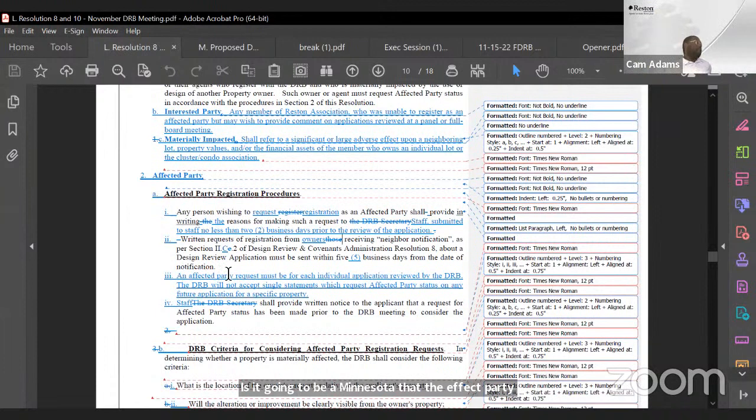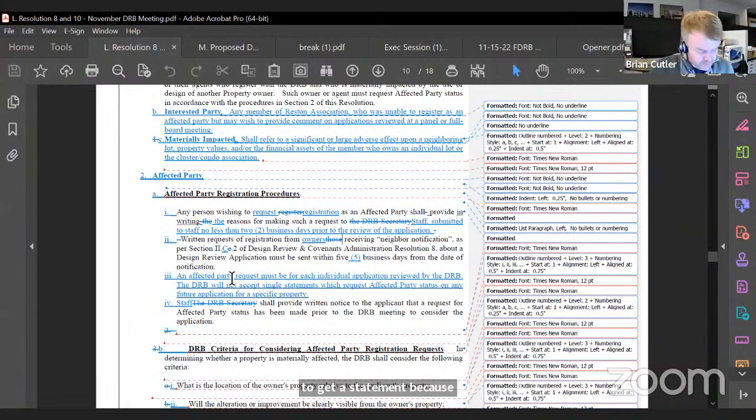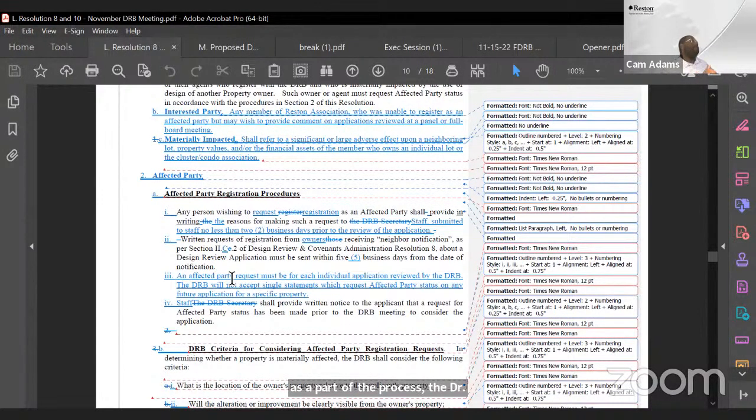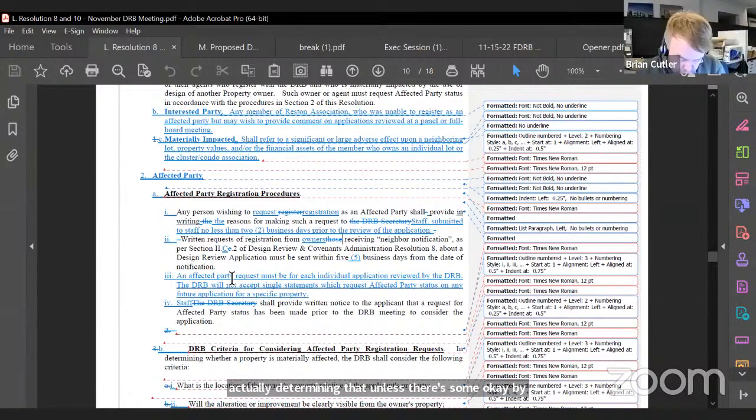We've always requested that in writing. Yes, they check a box, but when someone submits an application and checks yes, our staff will email or reach out to them to get a statement. Because as a part of the process, the DRB should be reviewing each request and determining if they are actually an affected party or not. But historically, if they've checked yes, the DRB has always treated them as an affected party, regardless of actually determining that, unless there's some case by case issue. Okay, thank you. That makes sense.